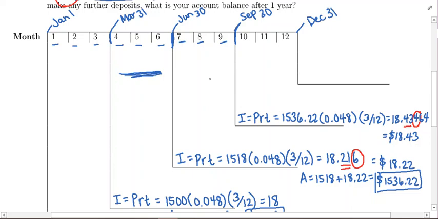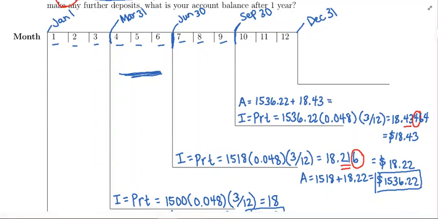I'm running out of room here, so I'll go ahead and put this up here. My account balance on September 30th is going to be the amount I started with, $1,536.22, plus the amount of interest earned during the third quarter. So add these two numbers together. Let's go do that.